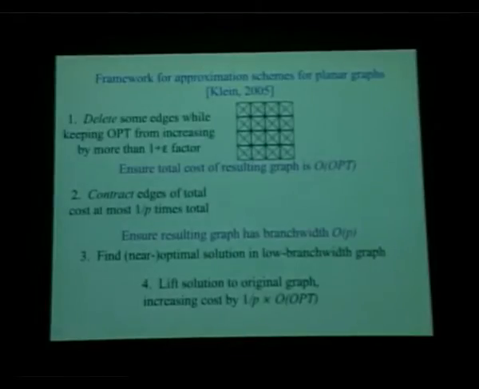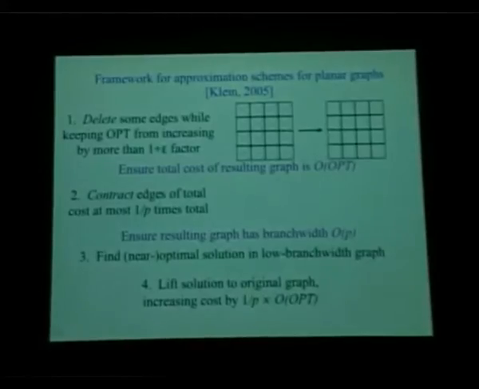All right, so the first step is we're going to delete edges. And the idea is that we don't want to increase the weight of opt by too much. We want to increase it by at most a 1 plus epsilon factor. So let's say we take out those edges. And the goal is to ensure that the value of opt for the resulting graph is at most a constant times opt in the original graph. Okay, so now we contract some edges.